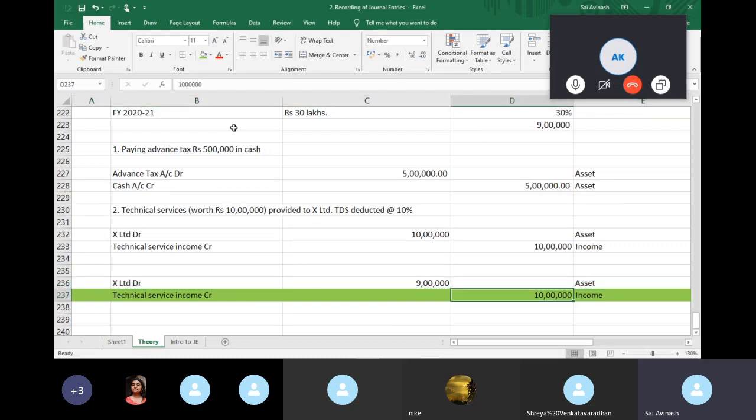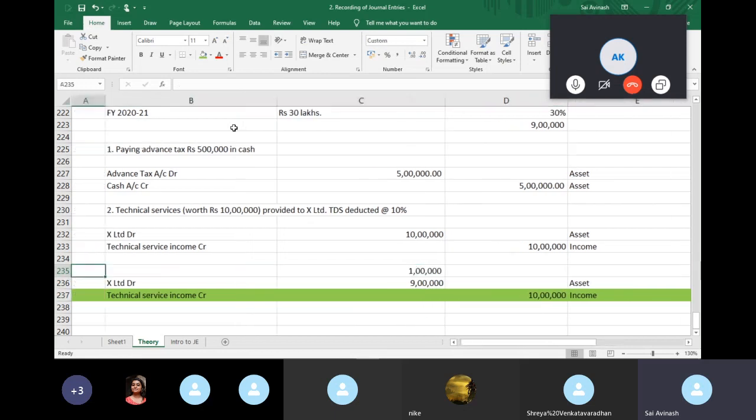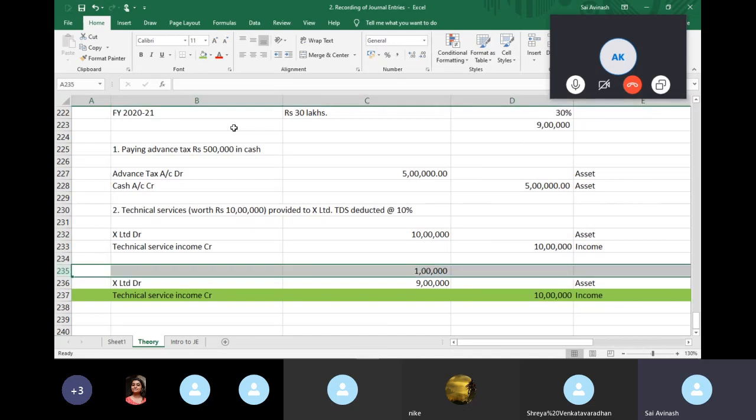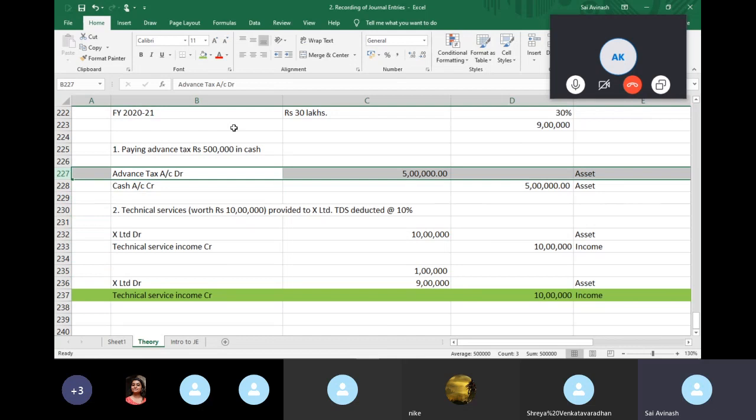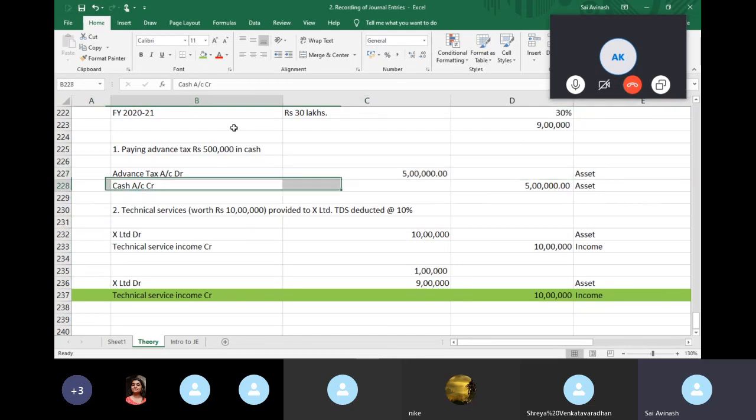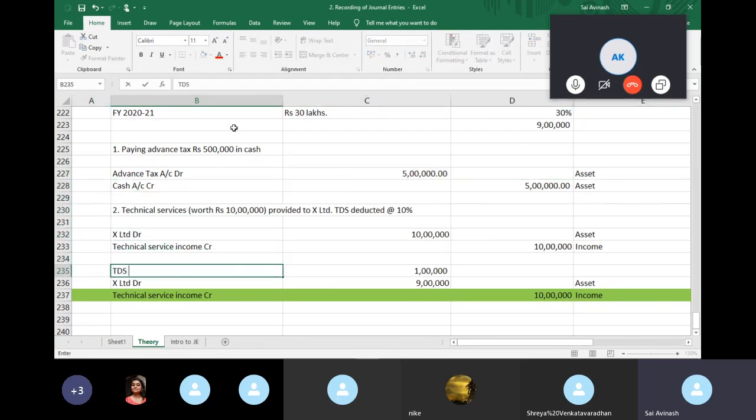So now if you notice, it's not balancing. I need 1 lakh more worth of debits, right? So if I do that, then my account is balanced. So I have 10 lakhs here and 10 lakhs here. There is 1 lakh worth of debit that I should assign to an account. In this case, I said there's an account called advanced tax account. Similarly, we create an account called TDS receivable account because this is money you should have received, right?